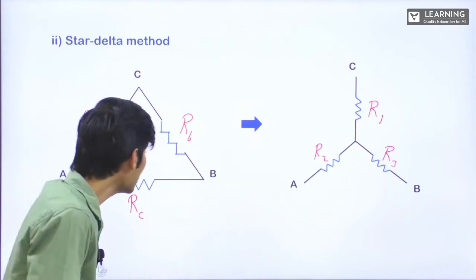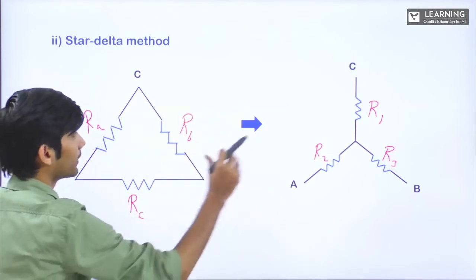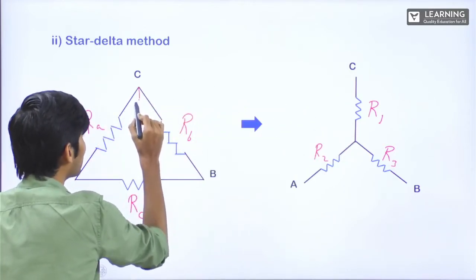Fine. See here. Converting this delta into star, how will we do it? If I place this particular thing here, let me just show you.